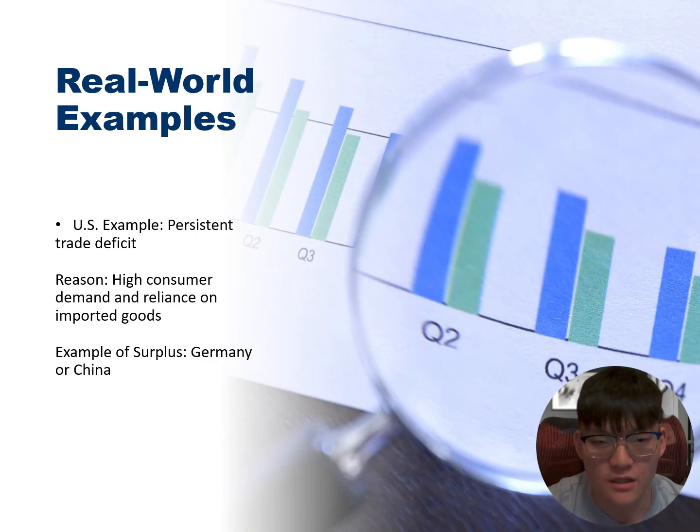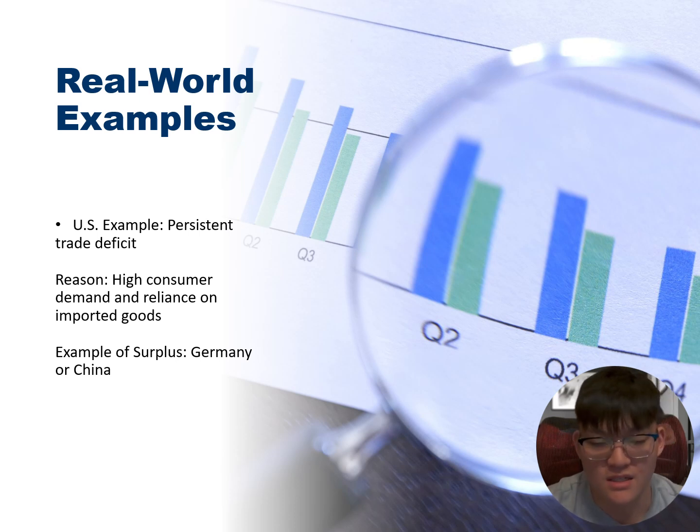For instance, let's look at the United States. The US has consistently operated under a trade deficit for many years. In 2003, for instance, the US imports were around $3.2 trillion, while exports were closer to $2.2 trillion. That's roughly a $1 trillion deficit. The main reason is that Americans consume a lot of imported goods, things like electronics, clothing, and cars, while much of US production focuses on high-value services like finance, technology, and entertainment.